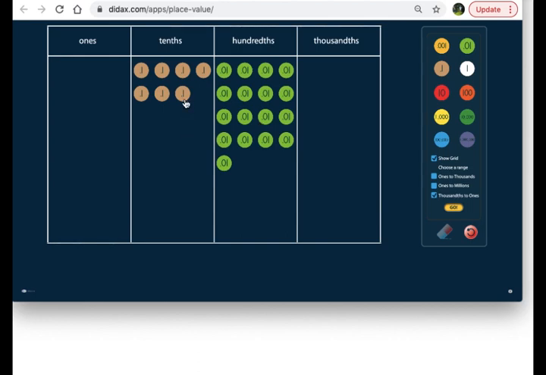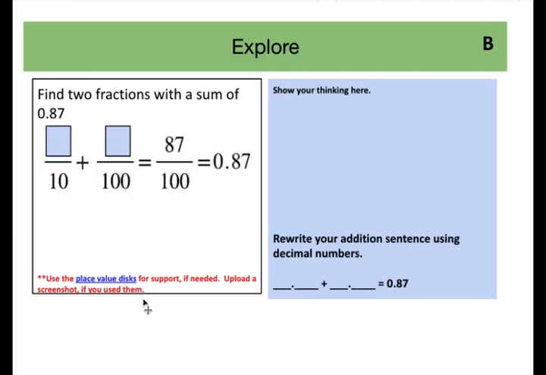And I could do that again. I could take another tenth away and add 10 more here. That would give me 27 hundredths. And then if I took another one, it would give me 37 hundredths. Take another one away, 47 hundredths. Notice something interesting is happening there, do you? Let's go explore this a little bit more back at the slides.